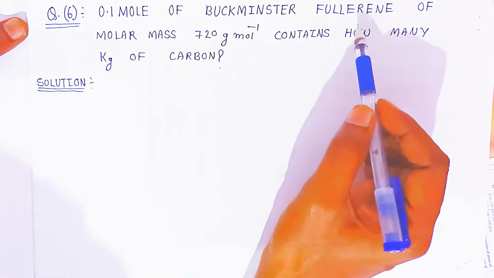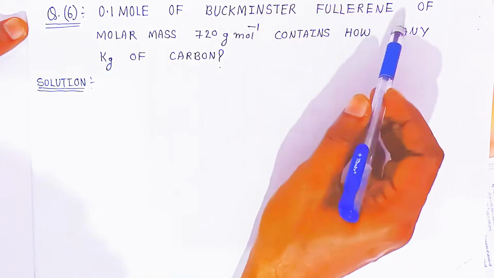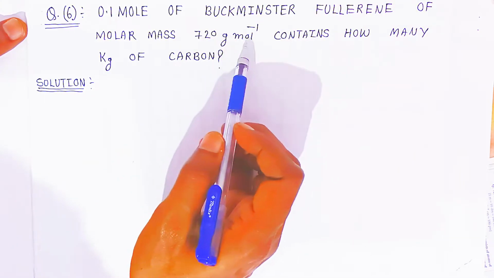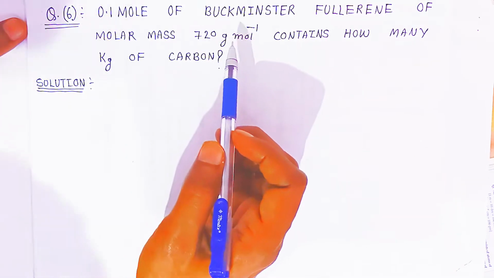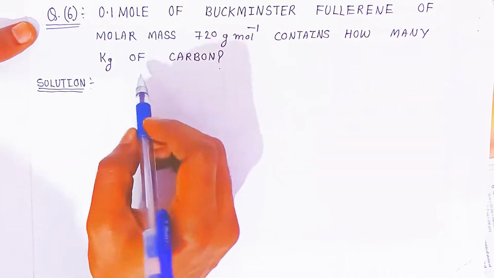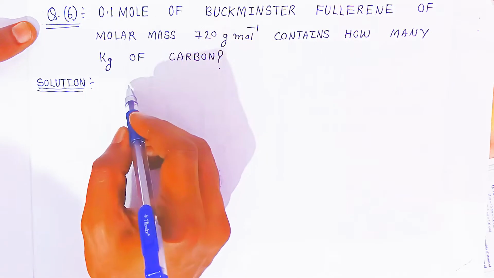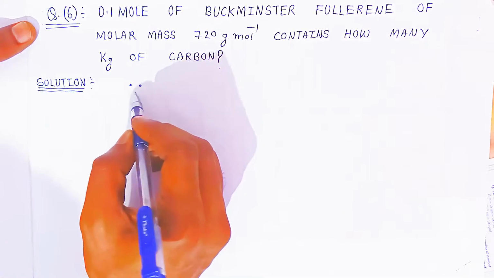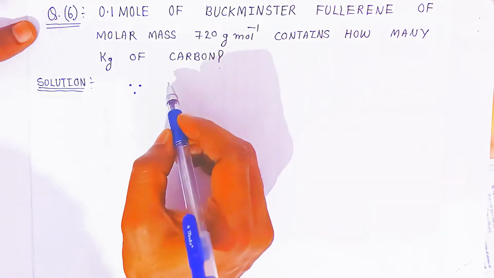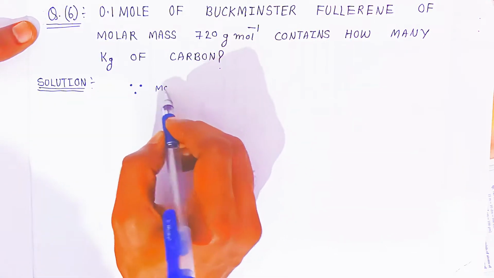Now here they have given some information. This is the fullerene, students, and the molar mass they have given is 720 gram per mole. So in the examination, students, what is given in the question, you have to start from there only. Since it is given in the question, what is given? Molar mass.